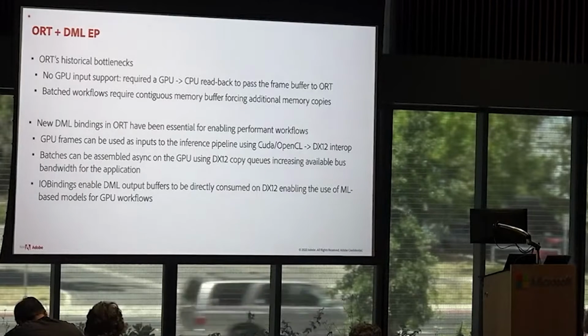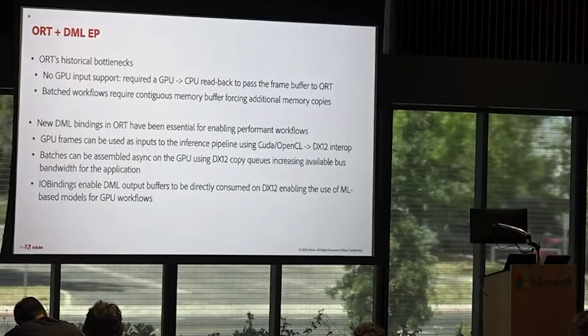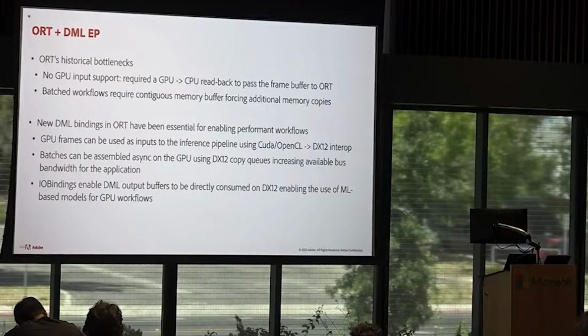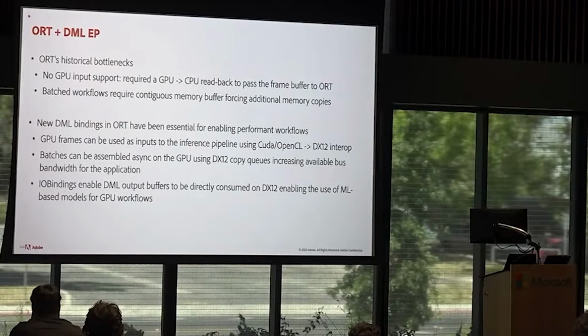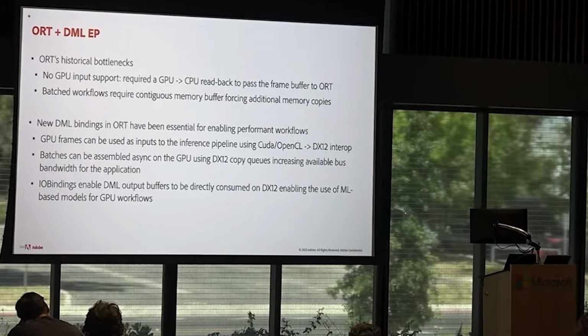At minimum, we were required to perform a GPU to CPU readback in order to pass a frame buffer into the ONNX runtime for inference. The second is that batched workflows inside of the ONNX runtime require a contiguous memory buffer, which forces us to make additional memory copies as we copy from the locations in which our frames were decoded or rendered into this contiguous buffer for inference. Now, with newer releases of ORT and the DirectML execution provider, we have a path forward for enabling performant workflows that don't exhibit these same bottlenecks.